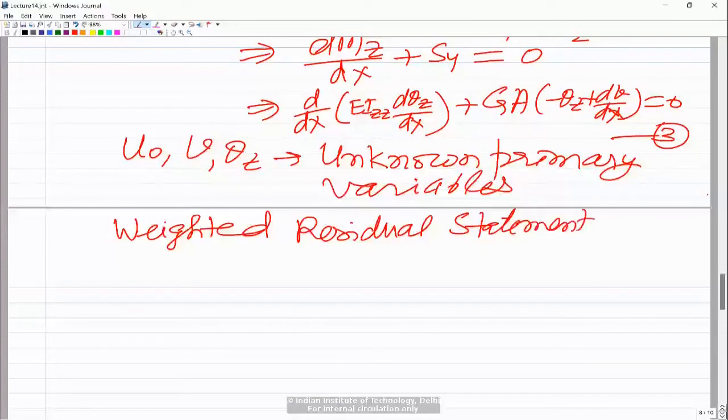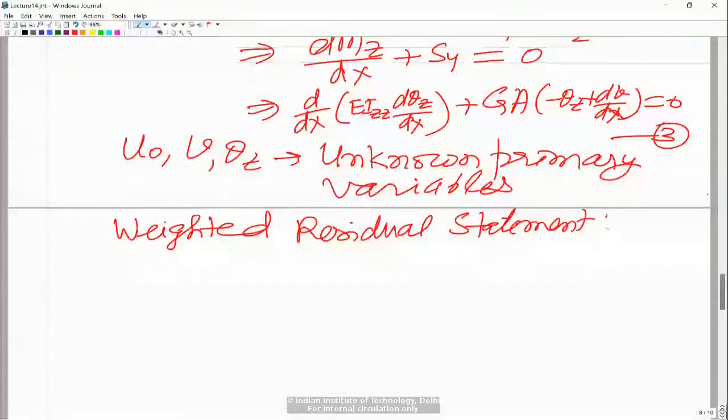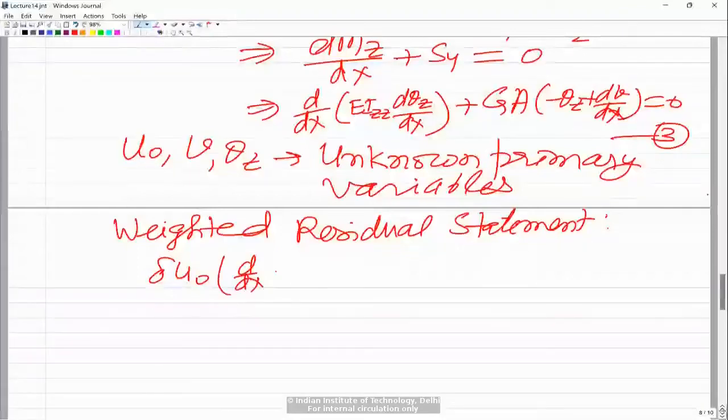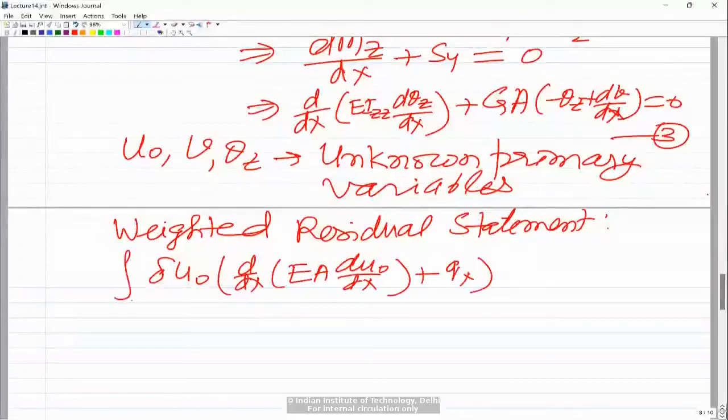So this statement we will have is for the first differential equation. I am taking the weight function directly w1 as delta u. So we will have delta u naught, and then the differential equation. So we have d by dx of the first differential equation, which is EA into du naught by dx, plus we have qx, and then we integrate over the entire length. So if the length of the element is L, then this will be integral 0 to L.